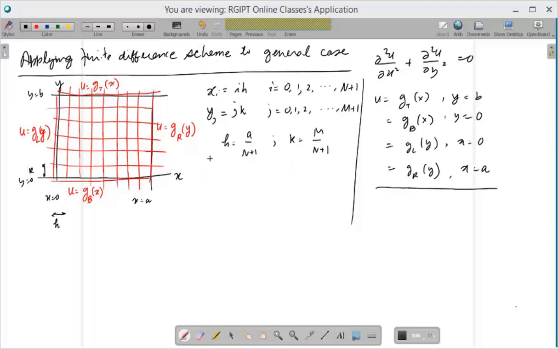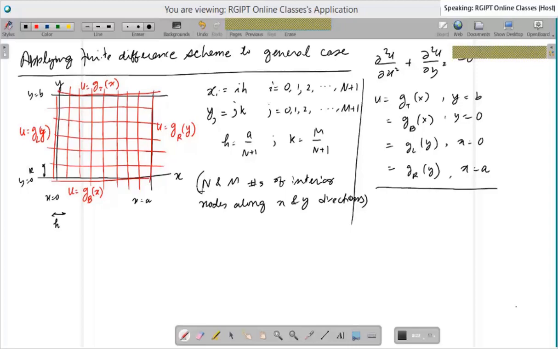So n and m are the numbers of interior nodes along the x and y directions. This is the convention we are going to follow. So it's basically a boundary value problem in 2 dimensions, a boundary value problem in 2D.